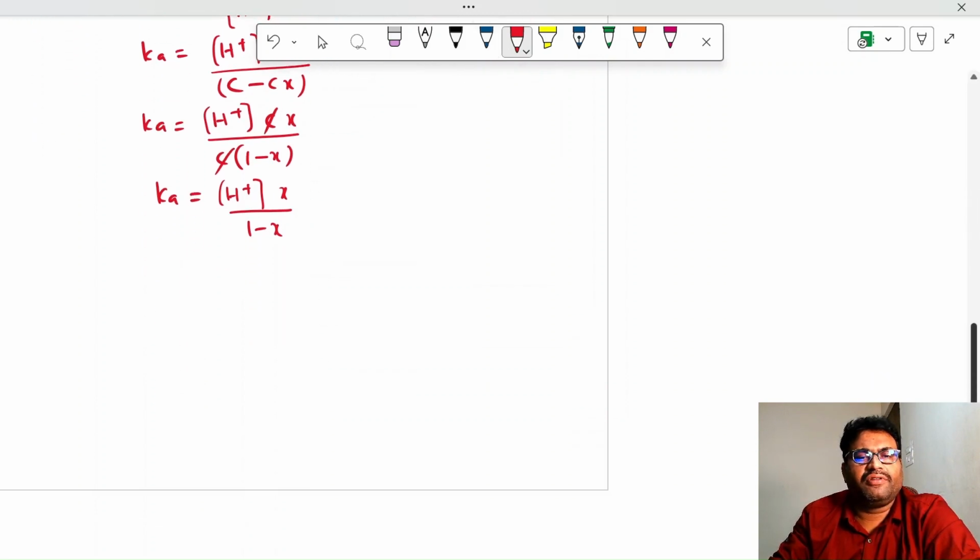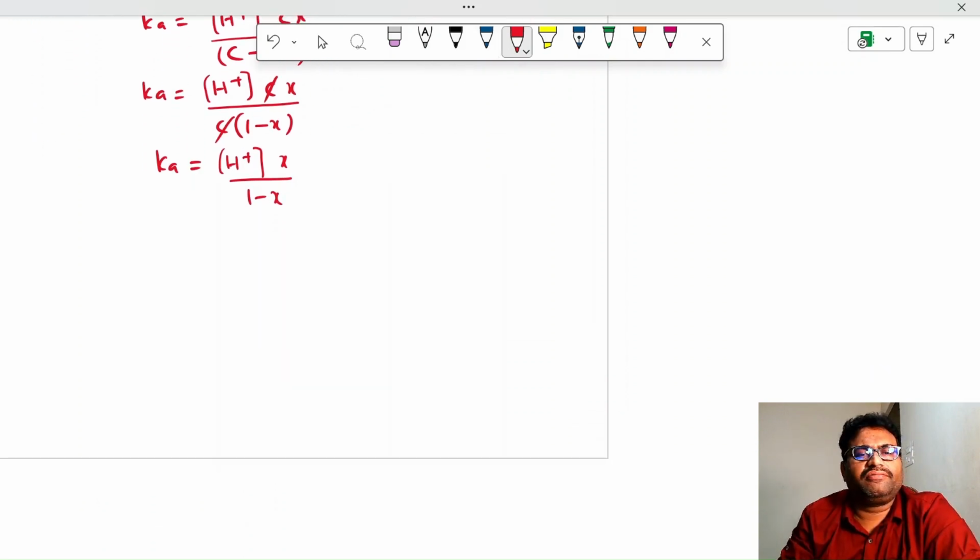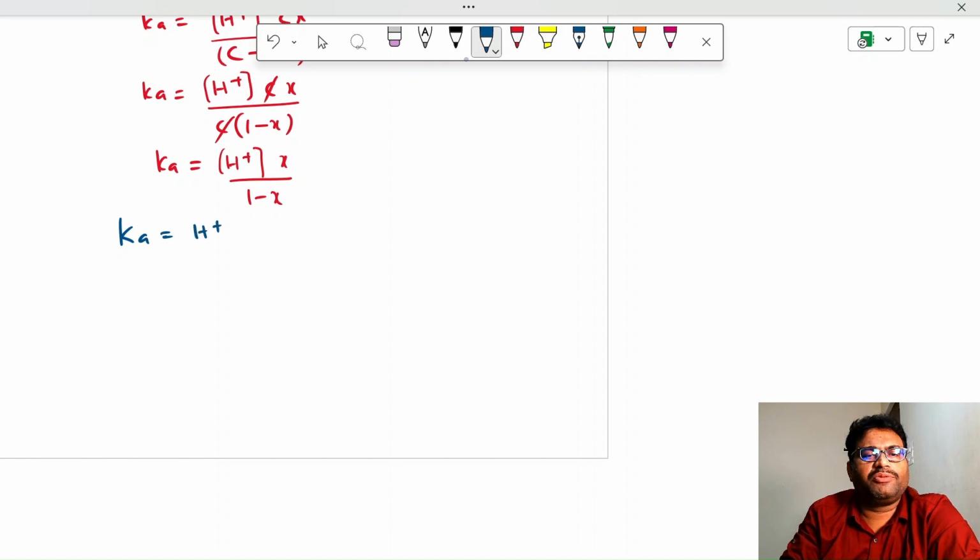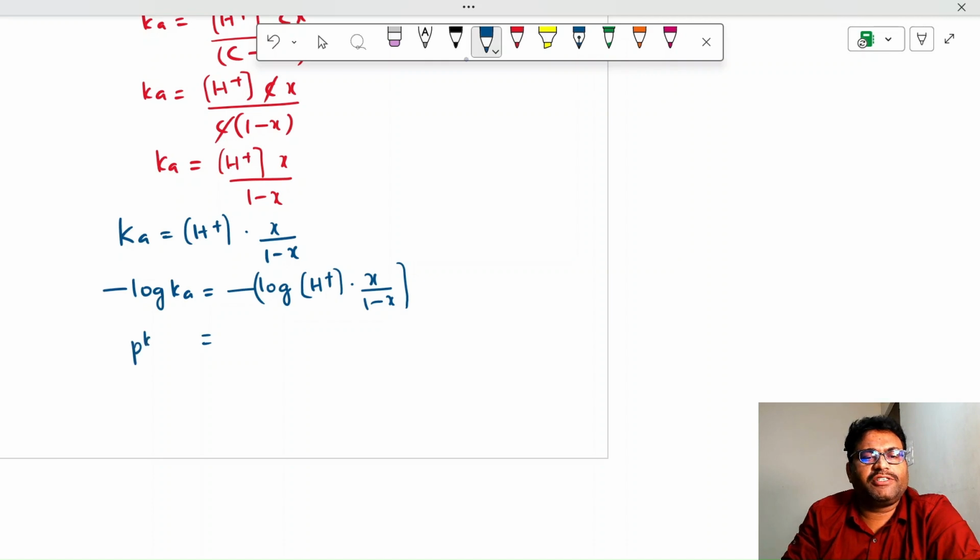Then take logarithm on both sides. Now let us write Ka is equal to H plus ion concentration into x by 1 minus x. Minus log Ka is equal to minus log of H plus ion concentration into x by 1 minus x, right? Then this can be written as pKa. This is equal to minus log H plus ion concentration.